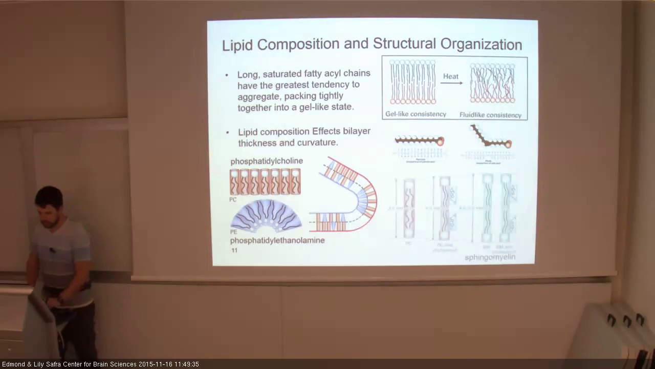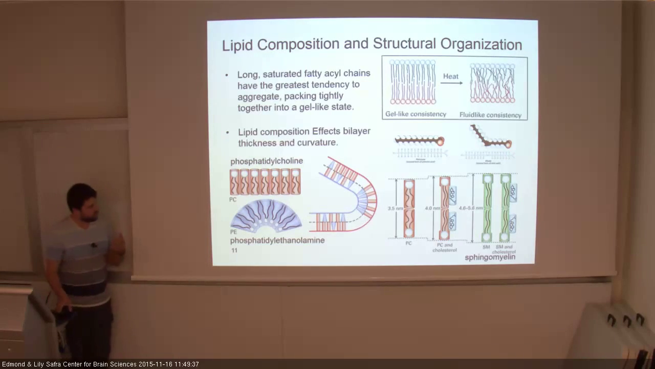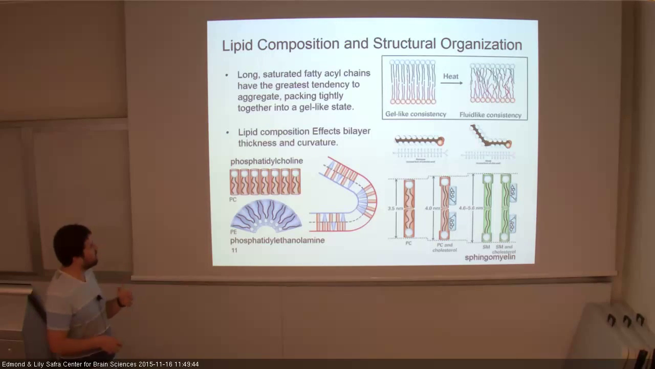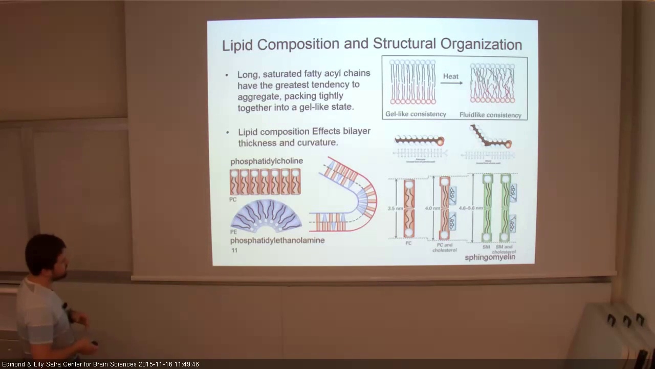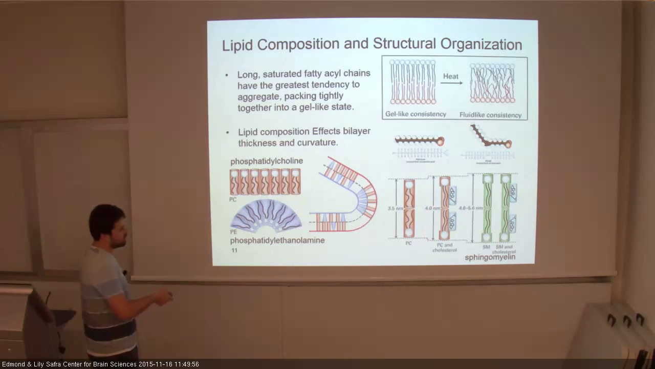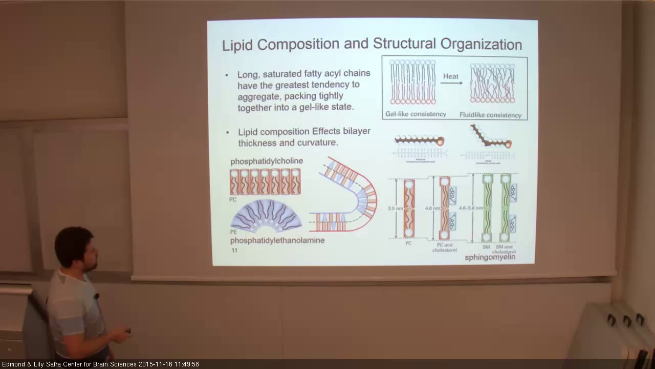And also, as I said before, cholesterol can have an effect on the phospholipids themselves. For example, phosphatidylcholine broadens and becomes thicker when it's associated with cholesterol, but types of sphingomyelin do not have this property.